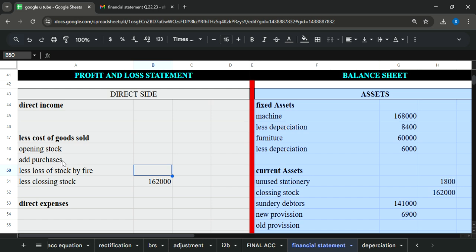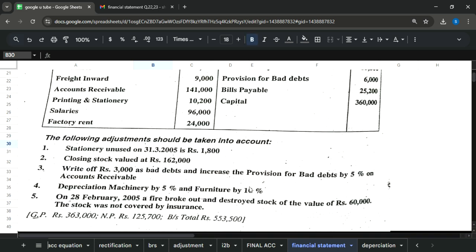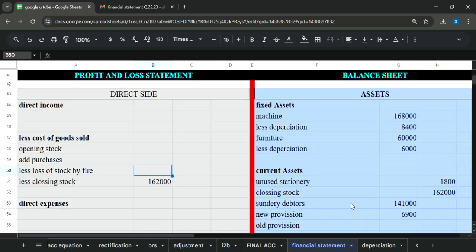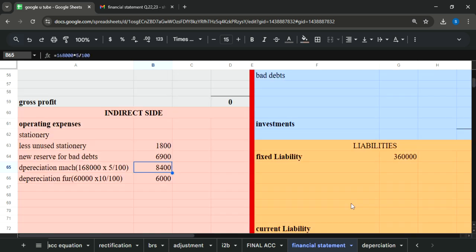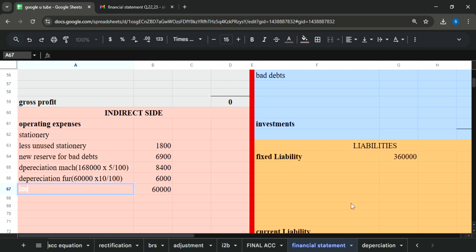It means we will understand indirectly that if there is a fire and there is stock, that stock was never purchased. So it's an accounting treatment. When there is a loss by fire, that would be subtracted from purchase. How much loss? We can see that it's 60,000. Just put 60,000 over here. Secondly, this loss would be our operating loss. That is why we will be presenting it on the operating expense side as well.